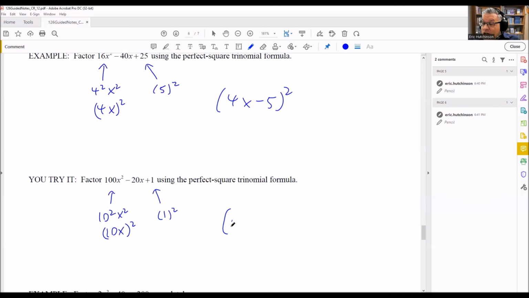So a is going to be 10x minus, and the b is going to be 1, and that would be squared. And so that would be fully factored using the perfect square trinomial formulas.